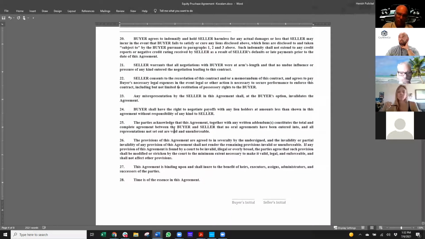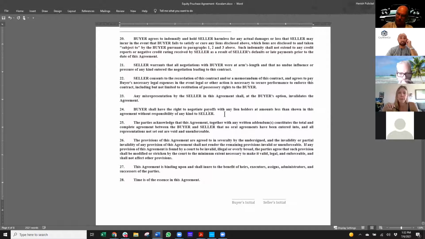Any misrepresentation by the seller in this agreement shall, at the buyer's option, invalidate the agreement. Number 24. Buyer shall have the right to negotiate payoffs with any lien holders at amounts less than shown in this agreement without responsibility of any kind to the seller.